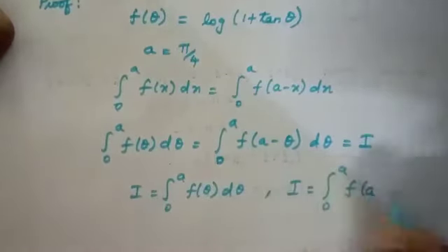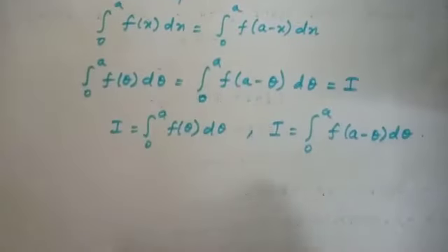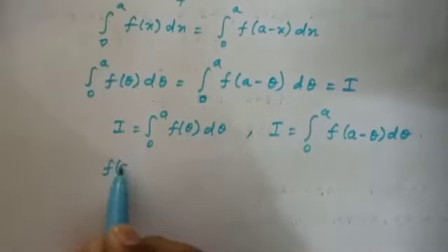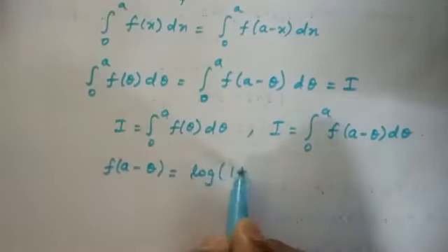Next we have to find f of a minus theta. We have f of theta here, and from this we have to find the value of f of a minus theta. So f of a minus theta is equal to log of 1 plus tan of a minus theta, where tan theta becomes tan of a minus theta. Here a is pi by 4, so it is log of 1 plus tan of pi by 4 minus theta.